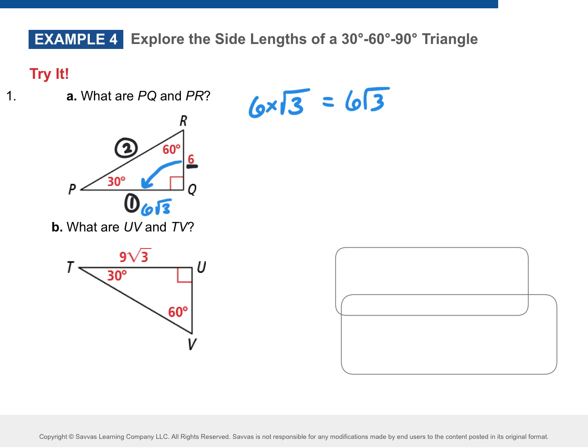Can I go from long leg to hypotenuse? No. What do you always have to go from? Short leg. So from short leg to hypotenuse, I'm multiplying by 2. So 6 times 2 is 12.